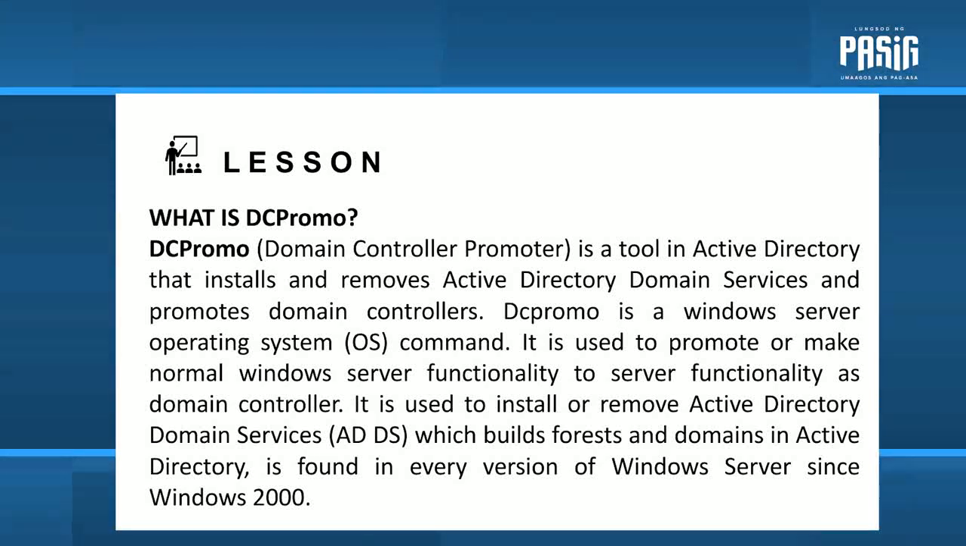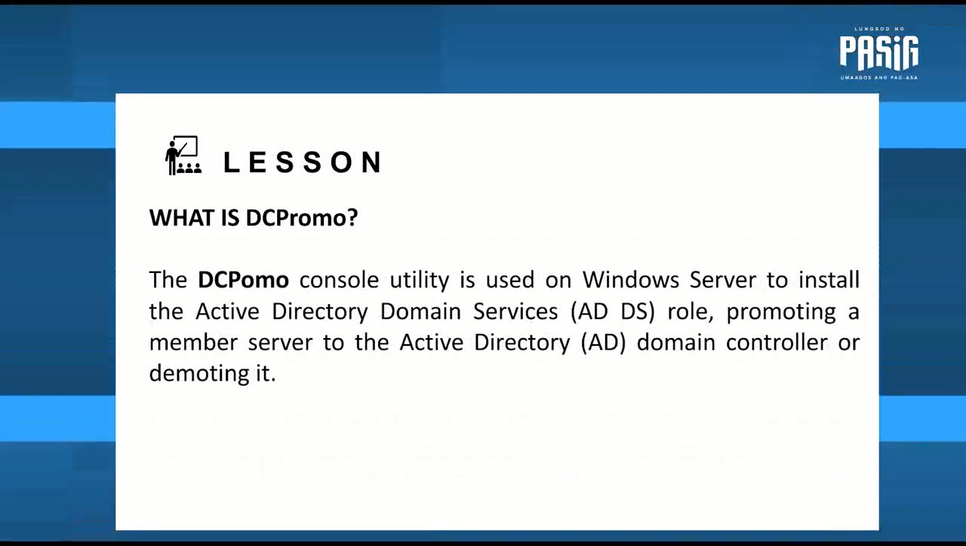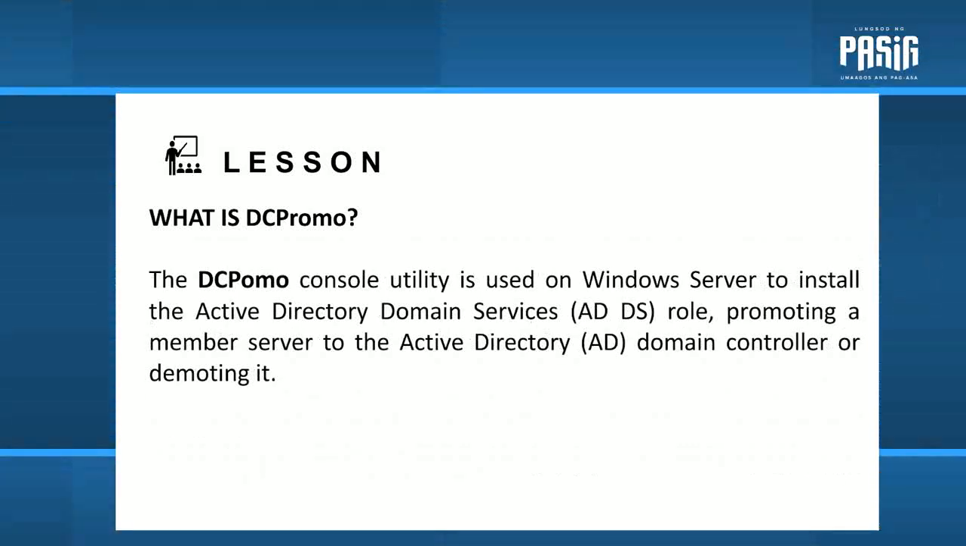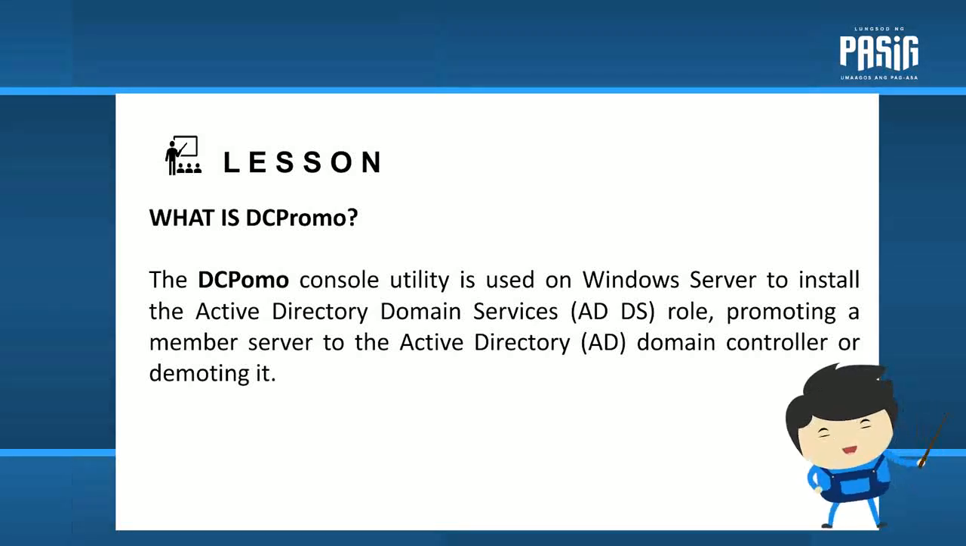It is used to install or remove Active Directory Domain Services, which builds forests and domains in Active Directory. It is found in every version of Windows Server since Windows 2000. What is DCPromo? The DCPromo console utility is used on Windows Server to install the Active Directory Domain Services role: promoting a member server to the Active Directory domain controller or demoting it.